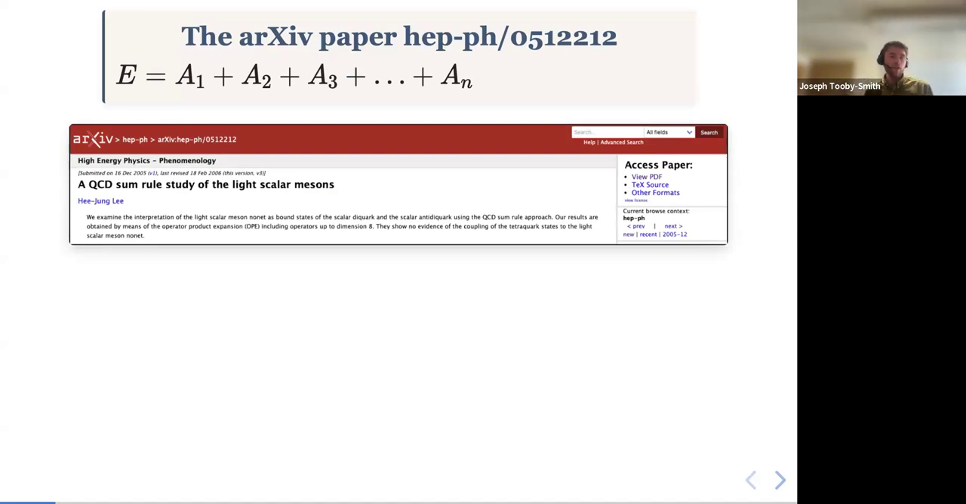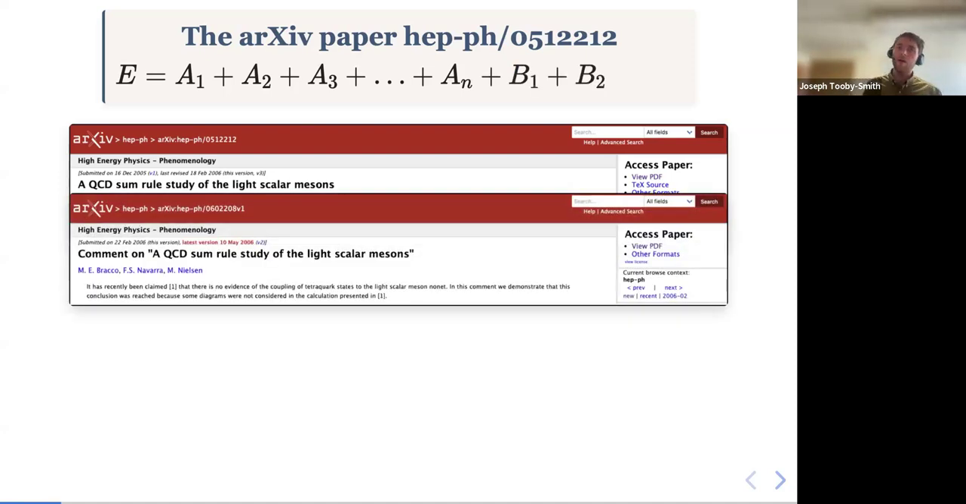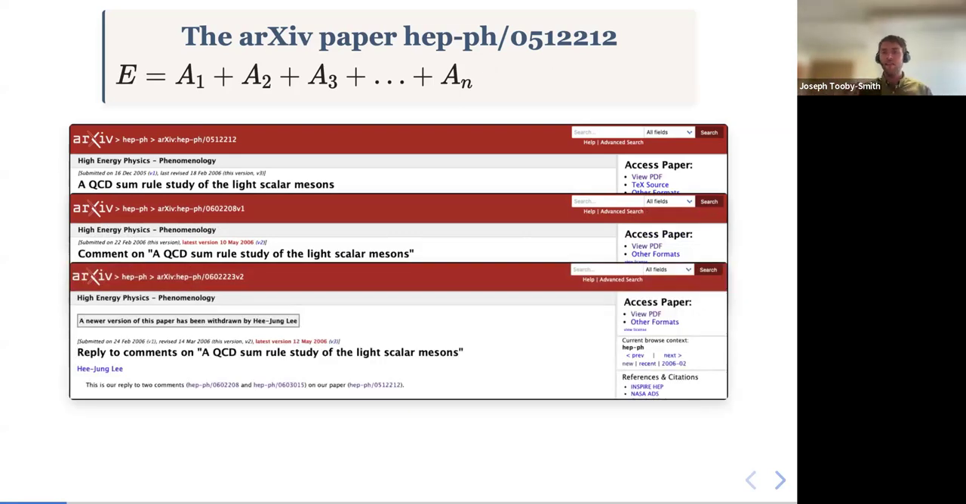The story that I'm interested in is what happened after this paper was put onto the archive. Shortly after it appeared, another paper appeared: a comment on the QCD summary study of light scalar mesons. What that comment said was that the original paper was incorrect, that Hee-Jung had missed two terms, B1 and B2, which when added to the quantity E, invalidated the conclusion of the original paper. Shortly after this comment appeared, another paper appeared: a reply to the comments by the original author of the first paper, saying those two terms shouldn't be there. The original paper was correct and the comment was incorrect.